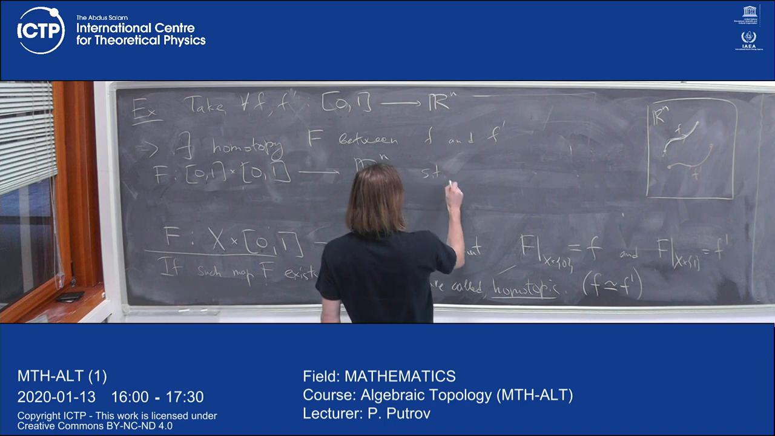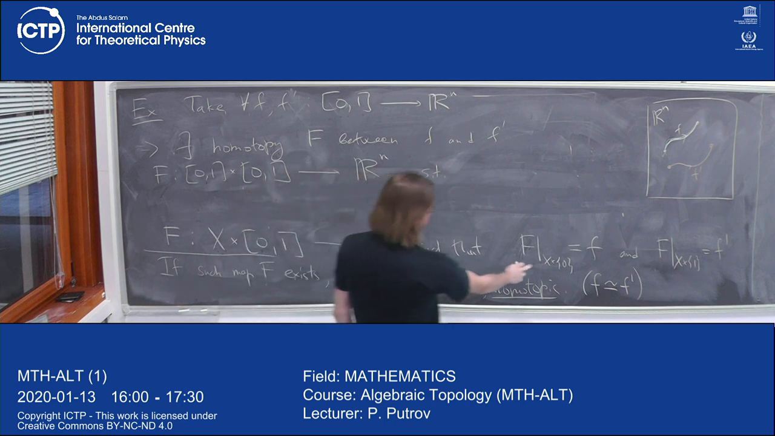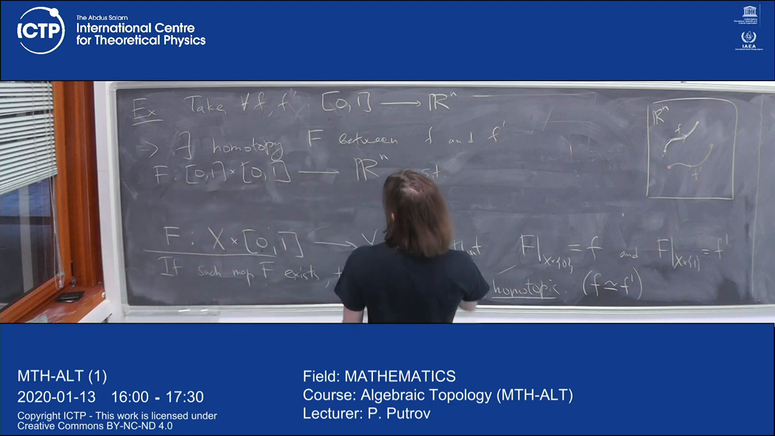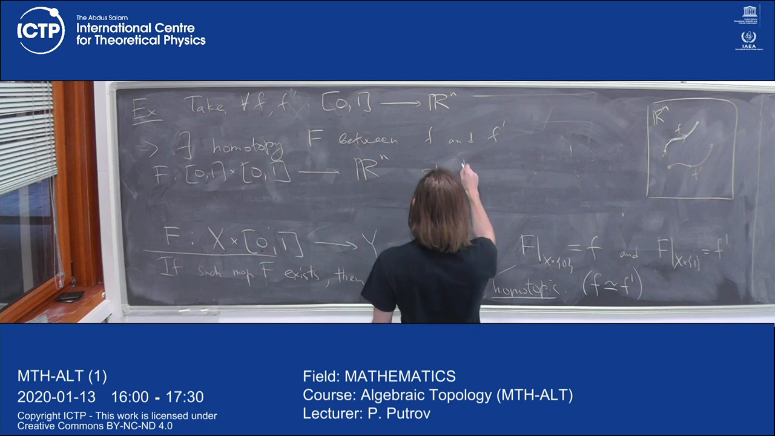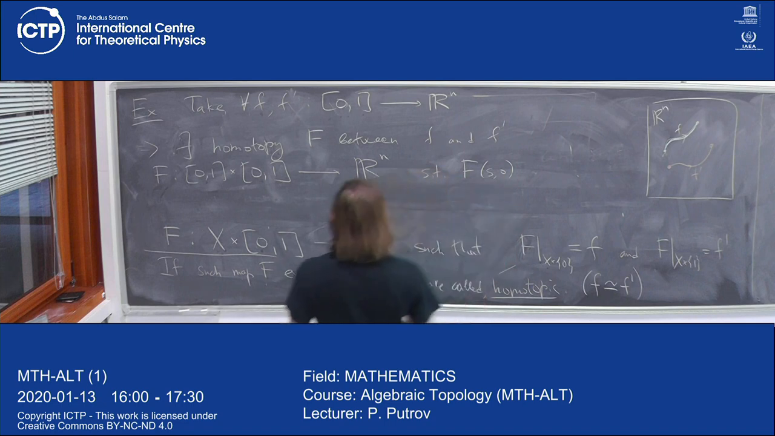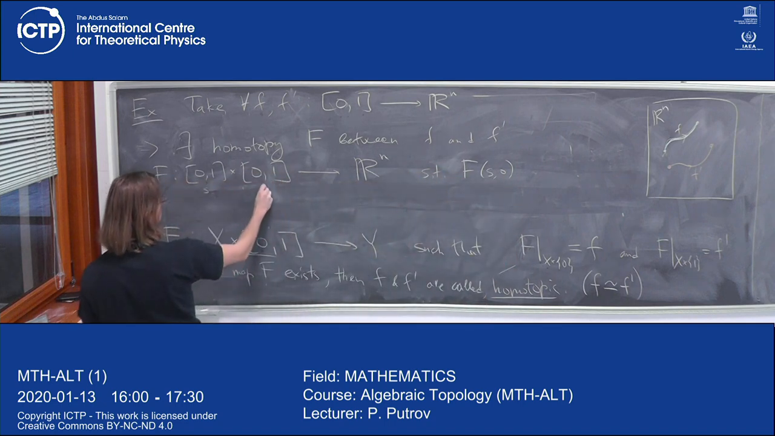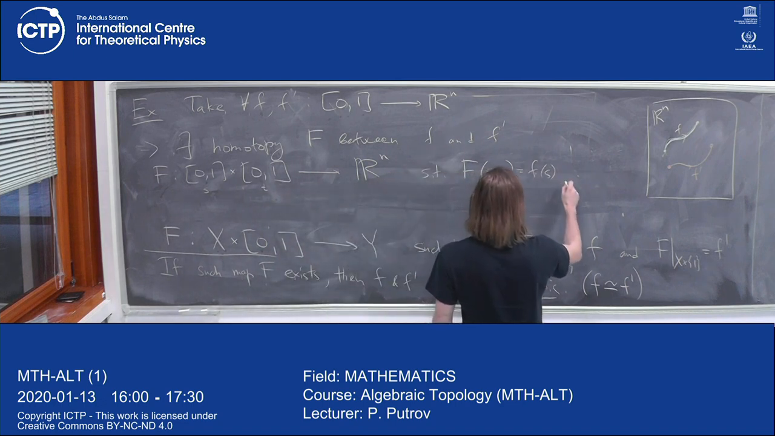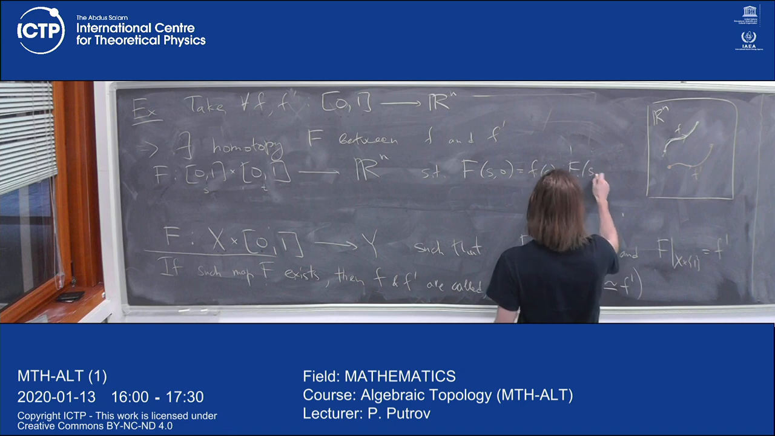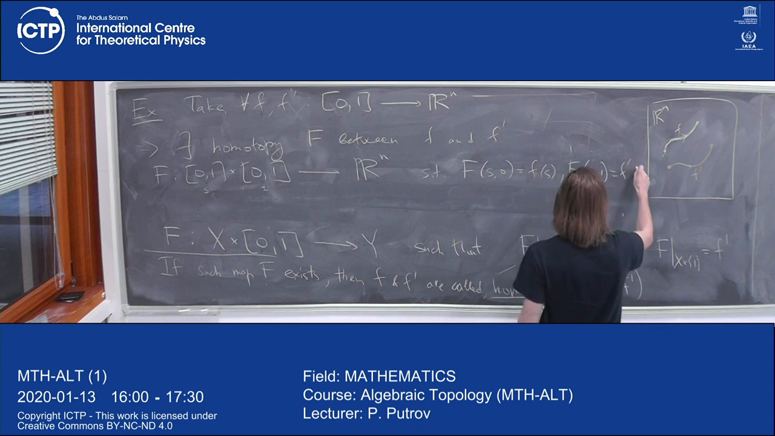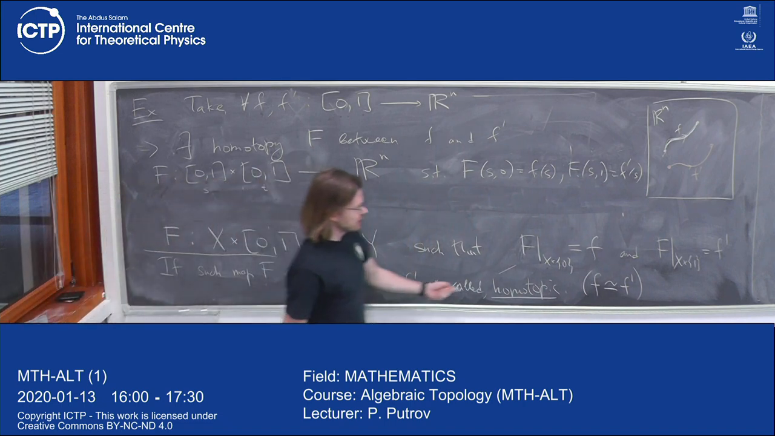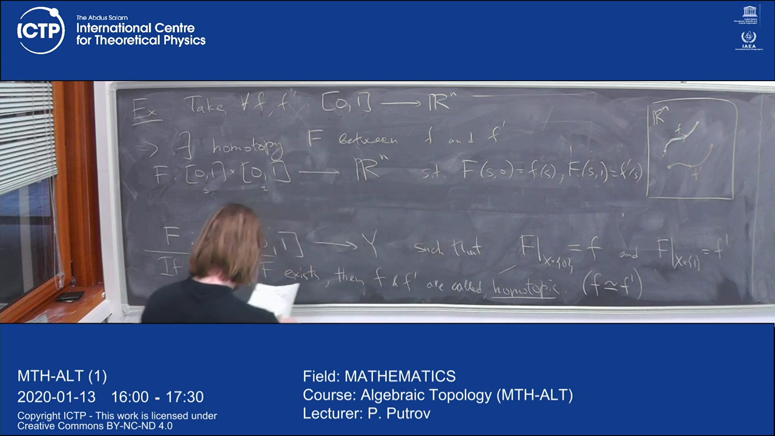And we want to require that f restricted to 0 here is the same as small f here. So this means, more explicitly, that f of s comma 0, where the variable s lives here and t lives here, is the same as f of s, and f of s comma 1 is the same as f prime of s. So these conditions are explicitly written like that.